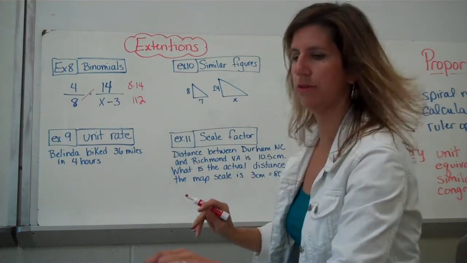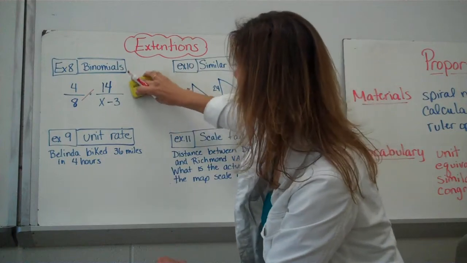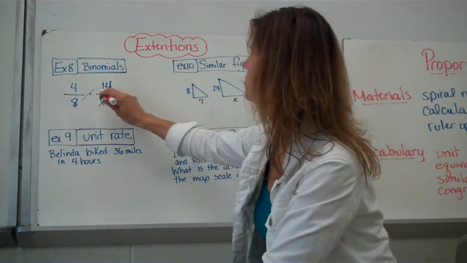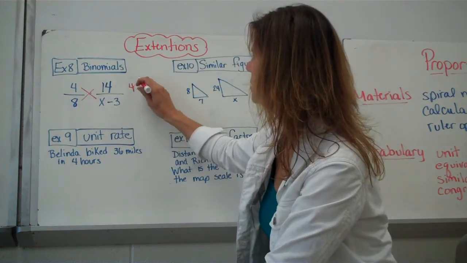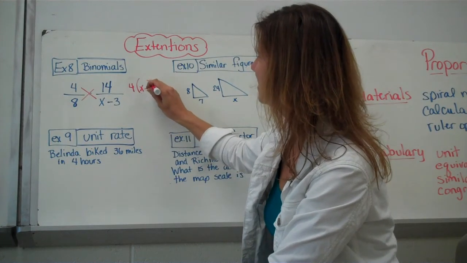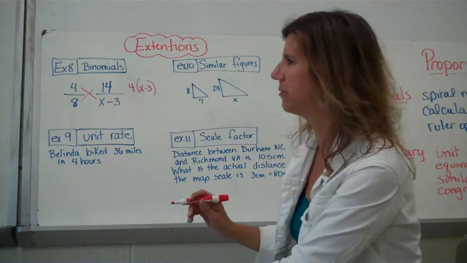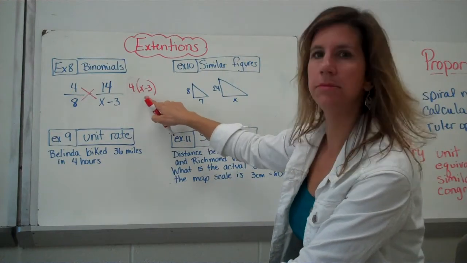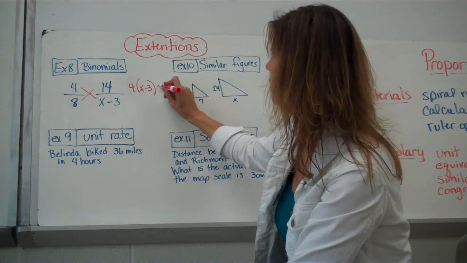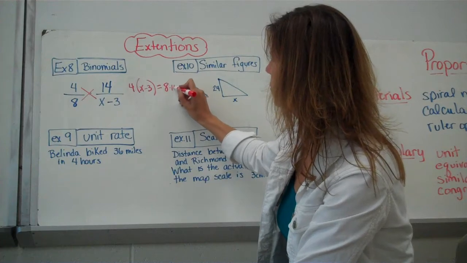And, whoops, I kind of put that on the wrong side, didn't I? Let me fix that. I should be doing this one first. 4 times x minus 3. It doesn't really matter except when you get into higher level math, so you better do it right from the beginning. So 4 times this expression and 8 times 14.